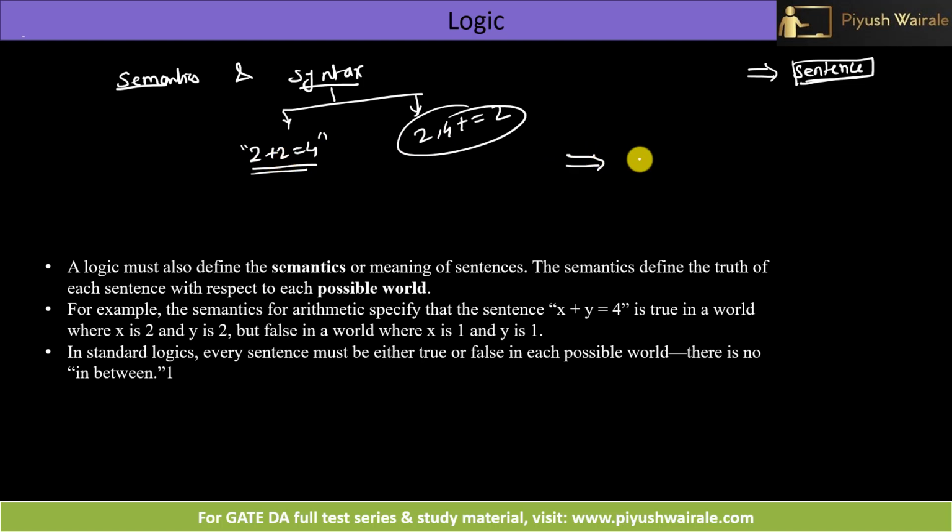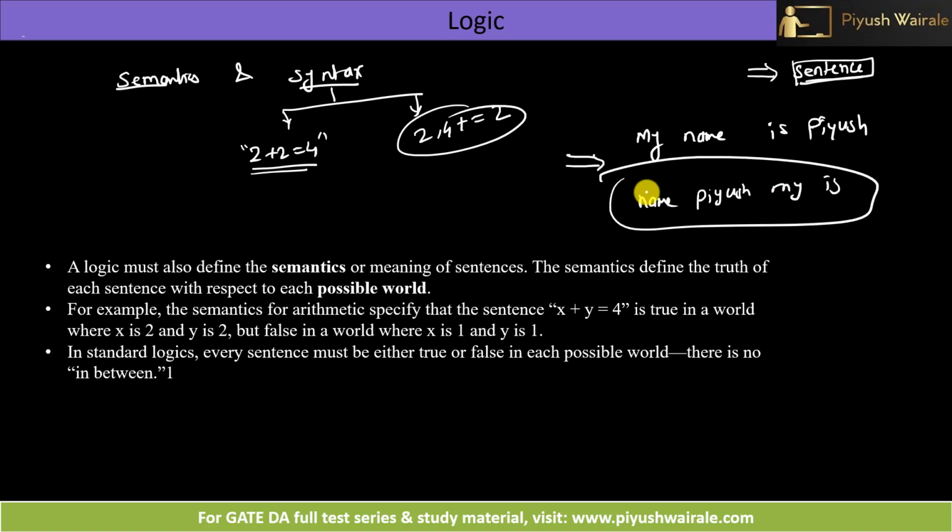Also in terms of sentence or grammar, I can say my name is Piyush. Can I say, name Piyush is my? Name Piyush, my is? This does not make any sense. This is syntactically not correct. Logic must also define the semantics, or meaning, of the sentence. The semantics define the truth of each sentence with respect to each possible world. This is what semantics is.